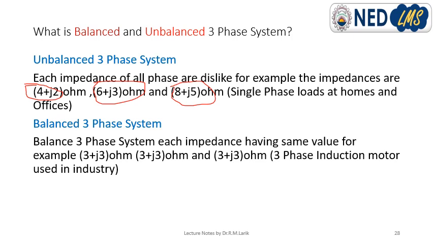Like in your homes, in single phase loads, the loads are not balanced. Why? Because single phase loads have different values, because every appliance has a certain impedance, and that impedance does not match. But in a three-phase motor, all the three phases are manufactured by one vendor, and that is balanced. The reactance and impedance of all the three coils are the same. So a motor is a balanced load, and single phase domestic, commercial, residential loads are unbalanced.